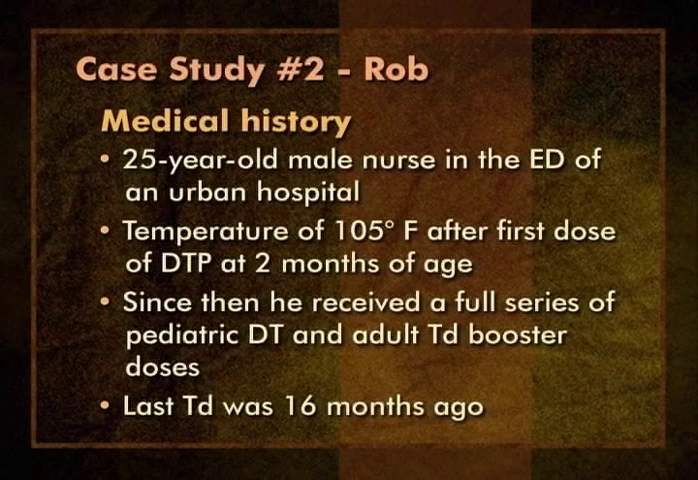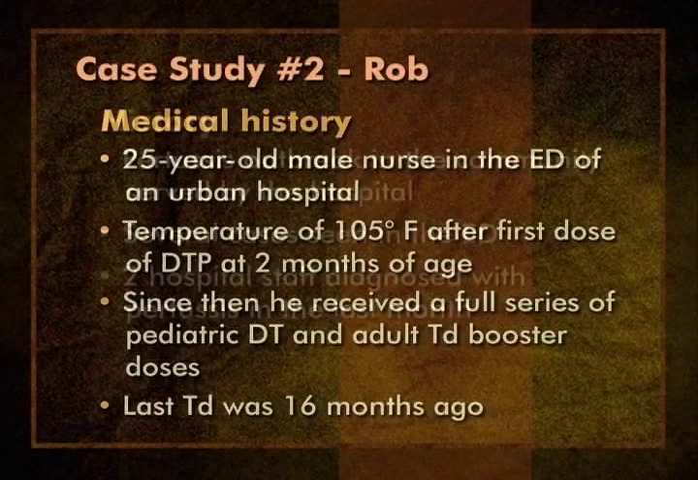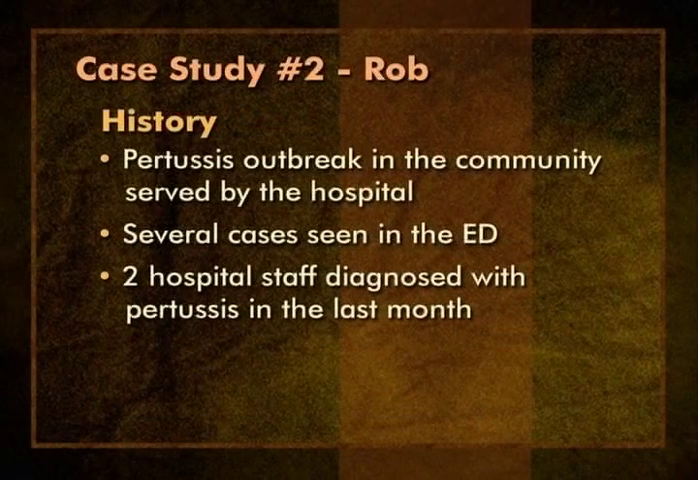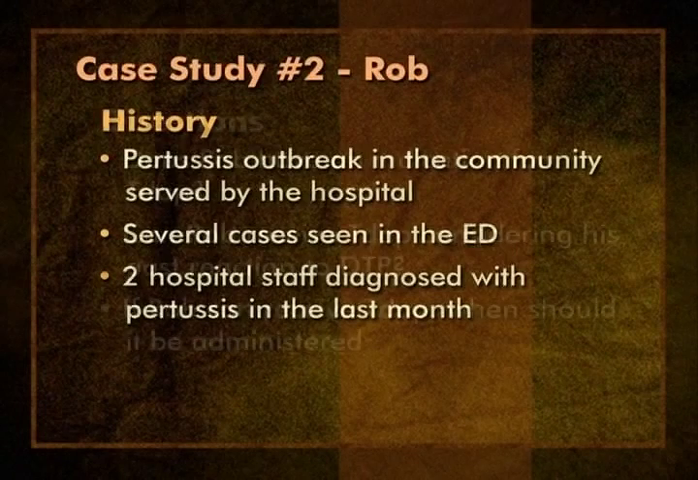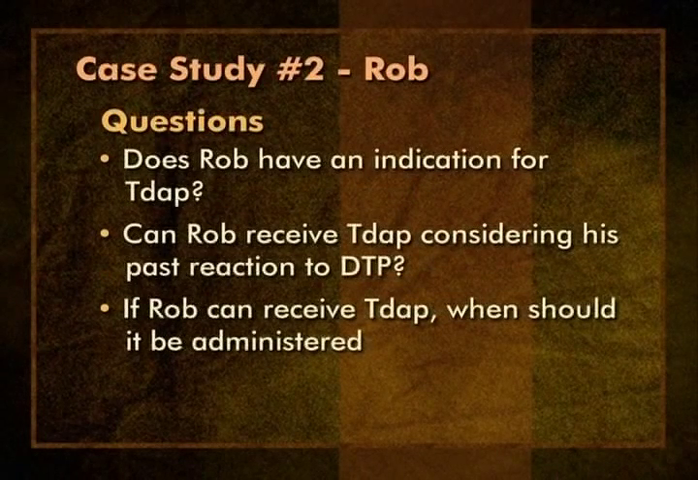Since that time, he has received a full series of pediatric DT and adult Td booster doses. His last Td booster dose was 16 months ago. He is up to date for all other vaccines. Rob reports that there is a pertussis outbreak occurring in the community served by the hospital where he works. Several cases have been seen recently in the emergency department, and 2 hospital staff members have been diagnosed with pertussis in the last month. Here are the questions we would like you to consider.